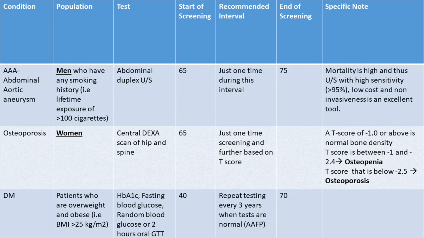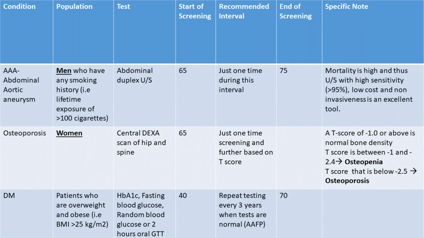Osteoporosis. All women starting the age of 65 are screened for osteoporosis with a central DEXA scan of hip and spine. A one time screening is recommended, and based on the T score, further screening intervals are determined. A T score of -1.0 or above is considered normal bone density. A T score between -1 and -2.4 is considered osteopenia, and a T score that is below -2.5 is consistent with osteoporosis. Keep in mind the osteoporosis patients are treated with vitamin D and bisphosphonates.